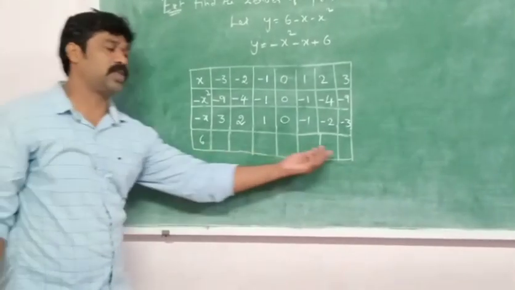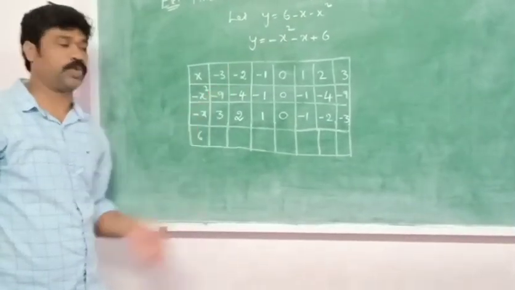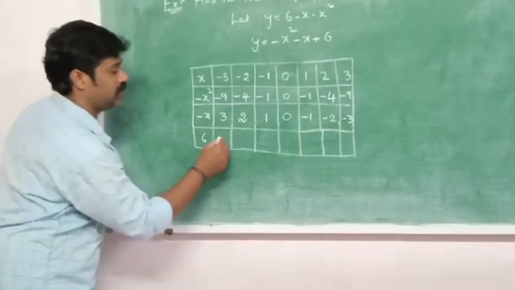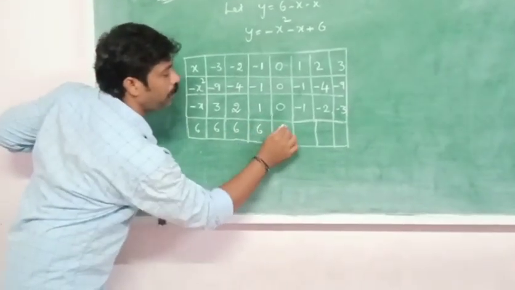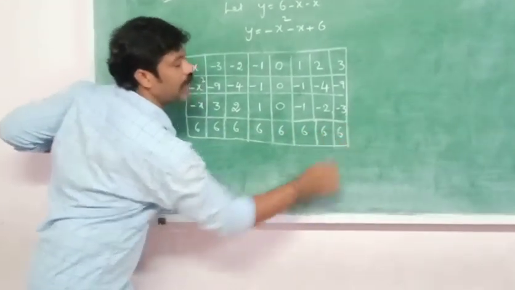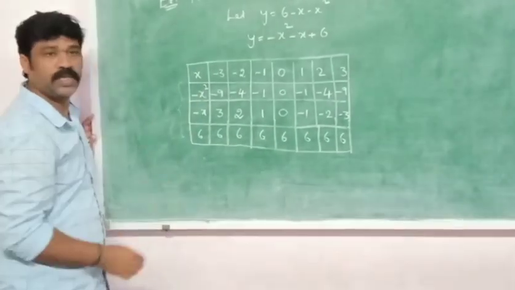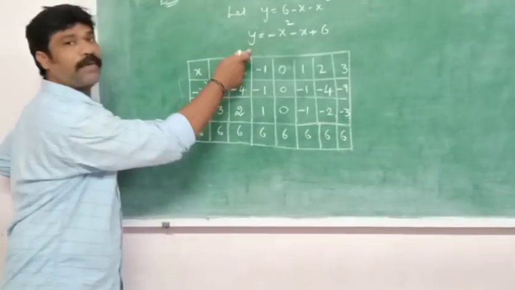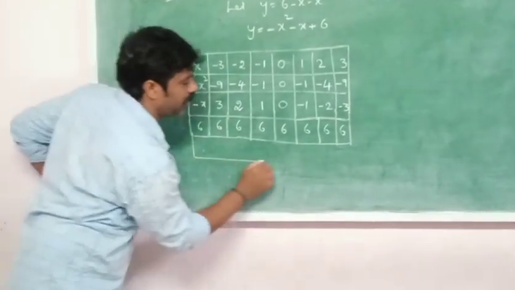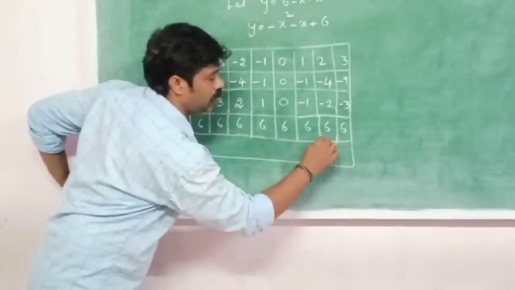Now, this is the constant. Here we don't have any x value to substitute, so we take all values as 6. It is a constant, so we write 6 as it is. Then if you add these 3 terms, we will get the y value. So finally we have to take y.